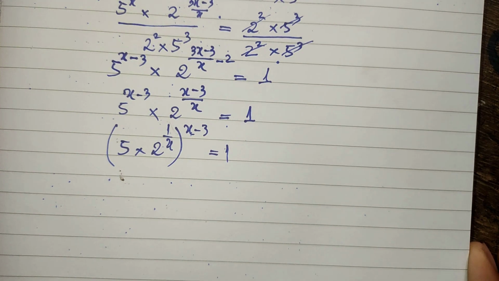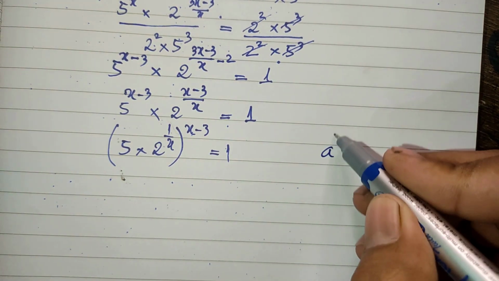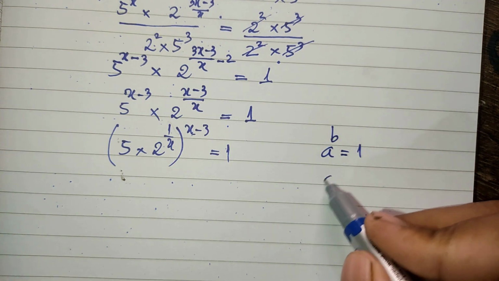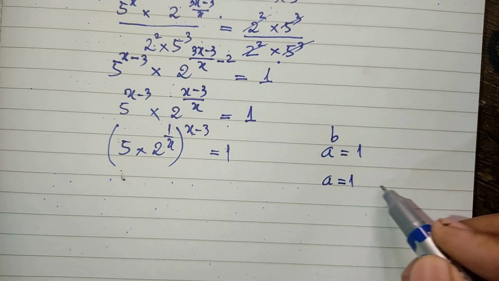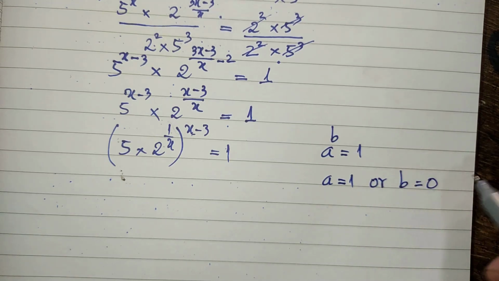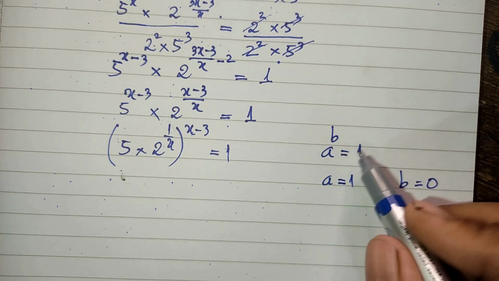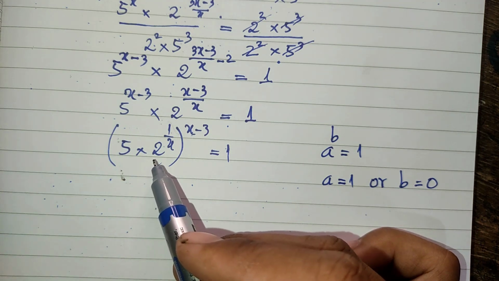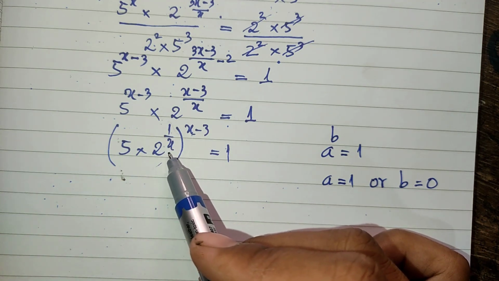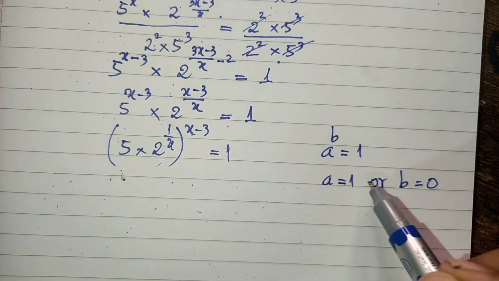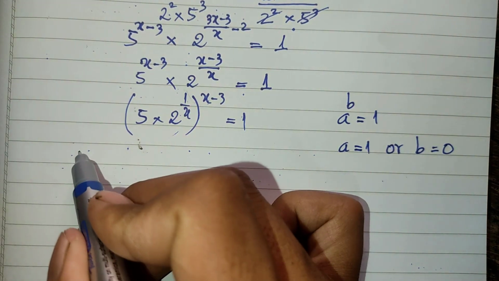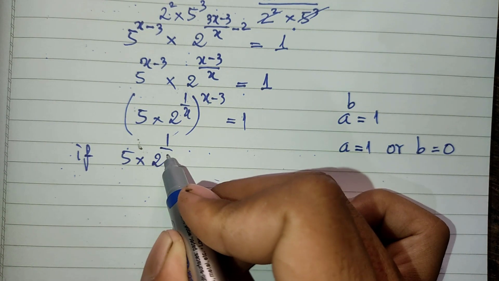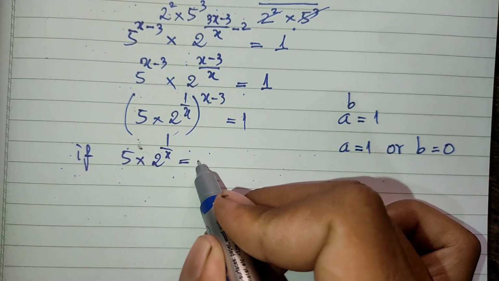And we use the formula that a power b equals 1. So a must be equal to 1, or b equals 0. And a could also equal minus 1, but we know that the base of an exponential must be positive, so we take a equal to 1. So now 5 multiplied by 2 power 1 divided by h is equal to 1.